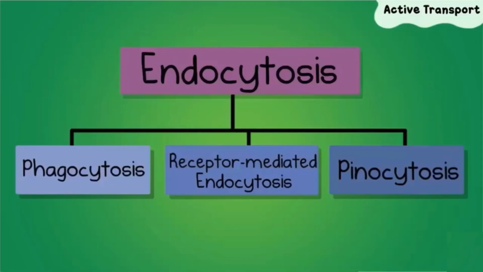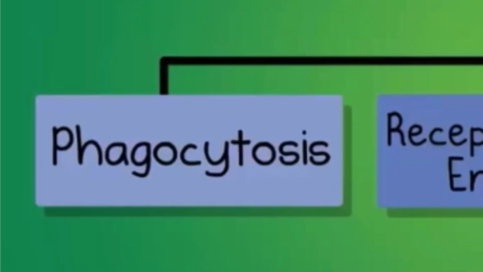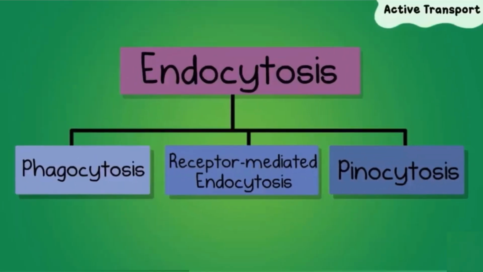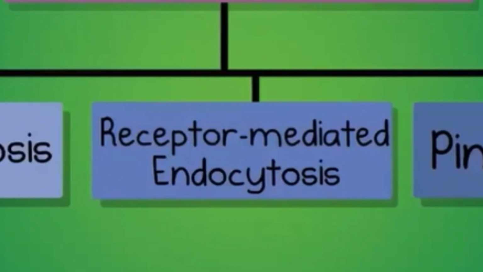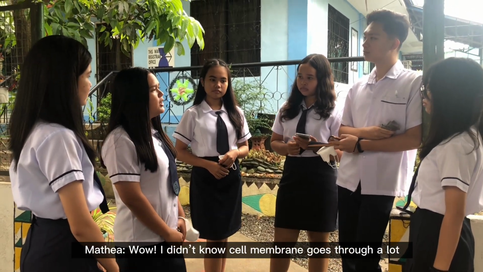There are three types of endocytosis. Phagocytosis is cellular eating, pinocytosis is cellular drinking, and lastly, receptor-mediated endocytosis uses special receptor proteins to initiate endocytosis. Wow, I didn't know cell membrane goes through all that.